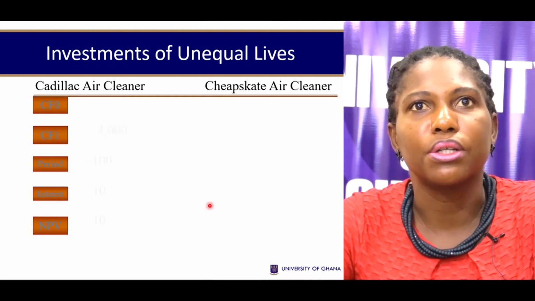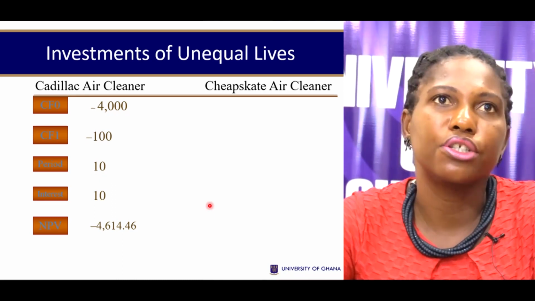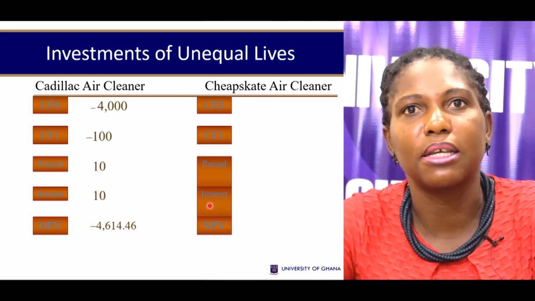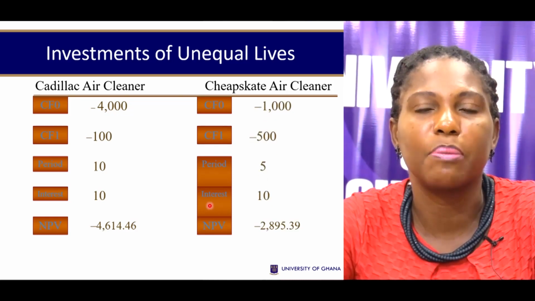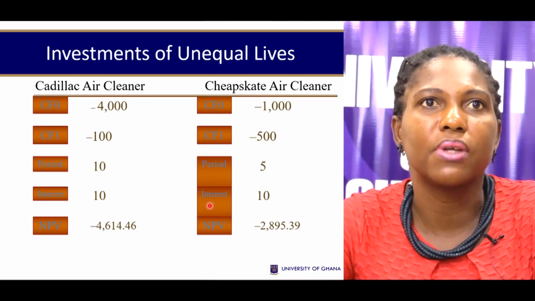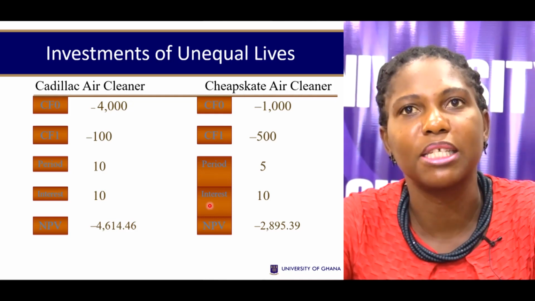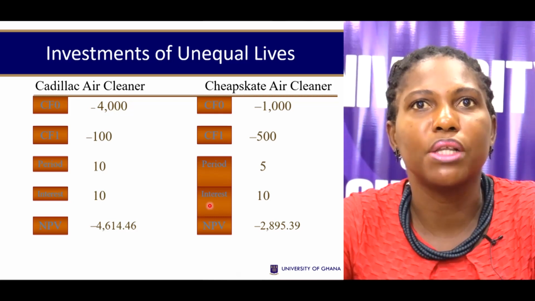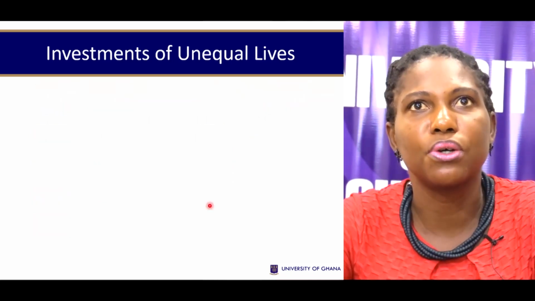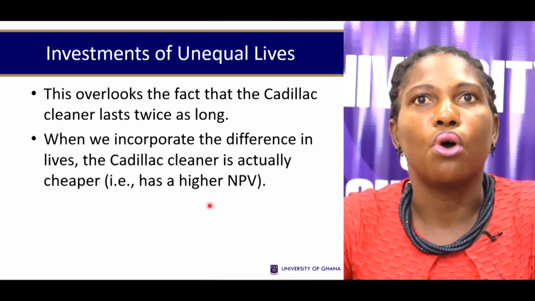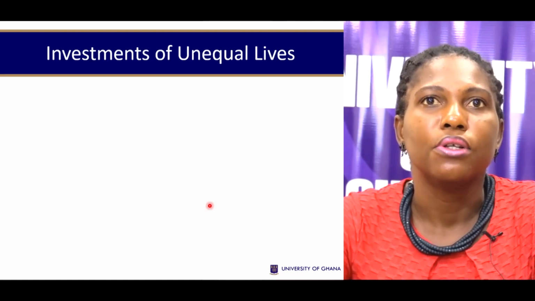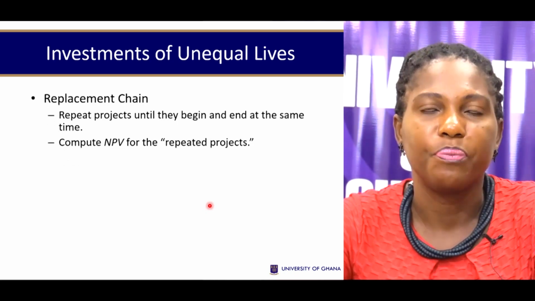Normally, we look at how these play out. If you start with the initial one, the NPV of the total cost structure is 4,614. If we look at the cheapskate on the initial plane, it appears cheaper at 2,895. But of course, with the unequal lives, the maintenance cost implications and the initial investment, we need to revisit. The best approach is to match them up so that they have the same lifespan. To do that, we have a replacement chain, meaning we replace the shorter-lived one so that we have the same lifespan as the first one.